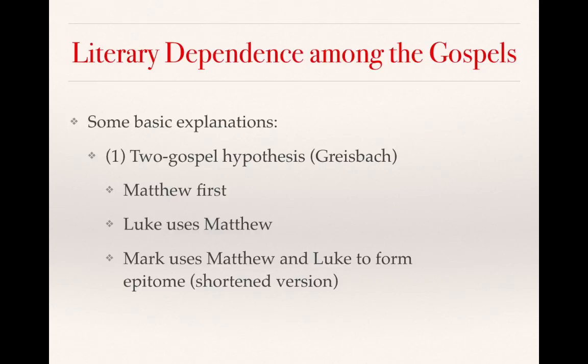So some basic explanations. The first is what is known as the two gospel hypothesis and is associated with the scholar Griesbach. Essentially this proposes that Matthew was written first, and that then Luke uses Matthew, and finally Mark uses both Matthew and Luke to form an epitome or a shortened version. So very similar to that earliest view of Matthew's priority. And so again, in this view, the two gospel hypothesis, Matthew's written first, then Luke, and then Mark uses both Matthew and Luke to shorten his own form.